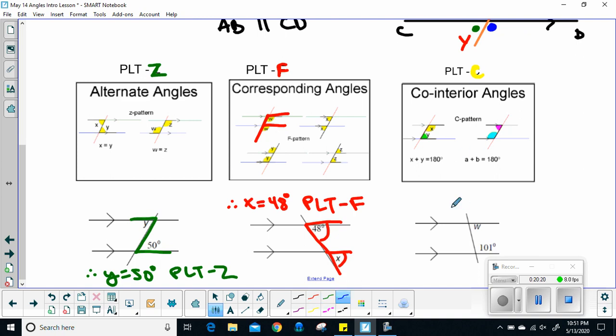And then I can finish off. I won't use the yellow because that didn't show up very bright. I can say, well, I've got two parallel lines and I kind of look like a square C. So therefore, W plus 101 equals 180 because they are the C pattern, parallel line theorem, C pattern. So these are co-interior, these were corresponding, and these were alternate. Neat, eh? Okay, let's do some solving.